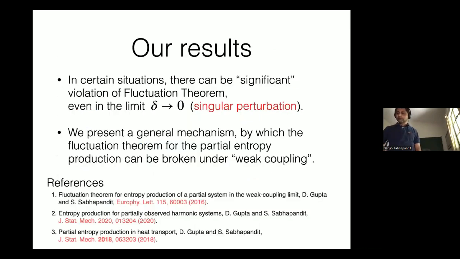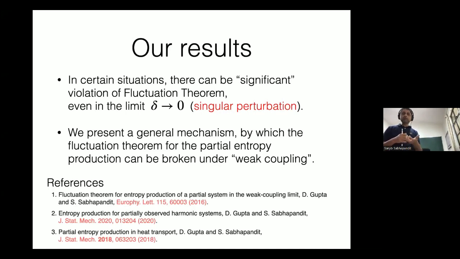In contrast to these studies, what we find is that in certain situations there can be significant violation of the fluctuation theorem even in the limit delta going to 0. What it means is that delta equal to 0 and delta going to 0 are two different limits. Therefore, delta going to 0 is a singular perturbation limit. It's not a regular perturbation around delta equal to 0.